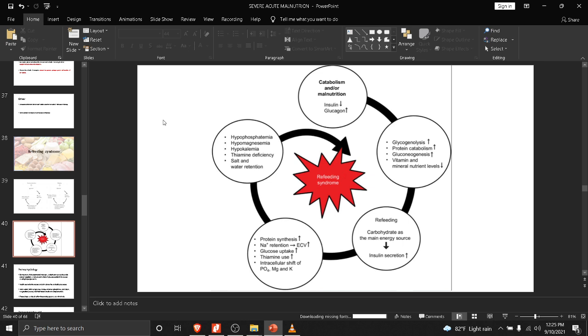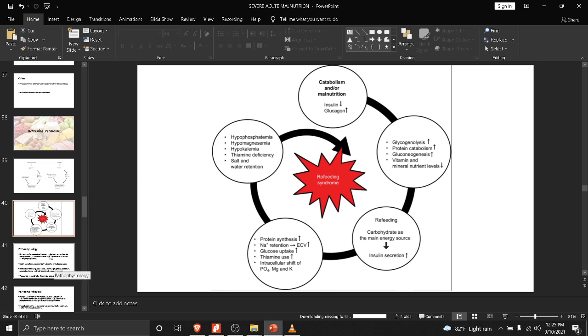these cations go into the cells, and also thiamine deficiency and salt and water retention, because potassium goes inside the cells leading to hypokalemia, and sodium stays outside the cells. Because the extracellular sodium increases, it causes water retention and expands the extracellular volume. So these are the things that I have mentioned.